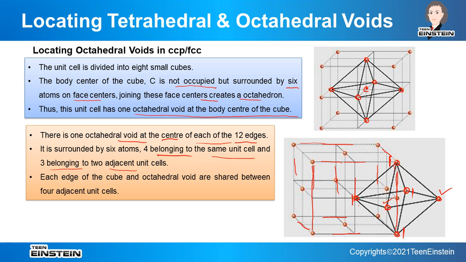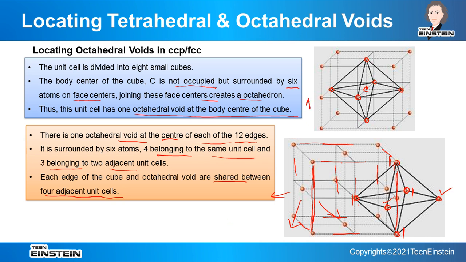So if you focus on this edge, then we can see here only one unit cell, but basically on the other side there are 3 more unit cells. So this edge is part of a total of 4 unit cells. That means this octahedron is not just part of this cell, but it is also part of the other 3 unit cells. Okay, so that is why each edge of the cube and octahedral void are shared between a total of 4 adjacent unit cells. So here in the first case we have obtained one octahedral void which is at the center, and here we are getting 12 octahedral voids, but each is shared among 4.